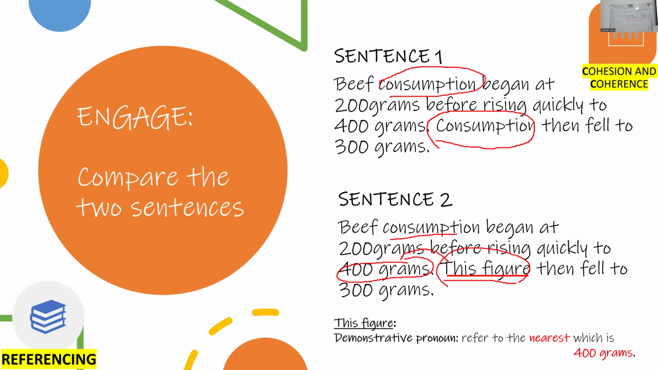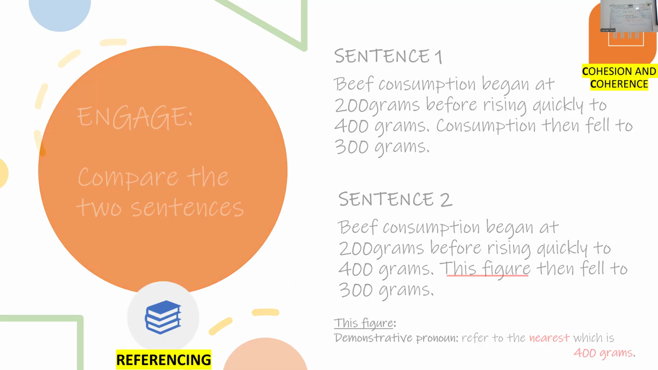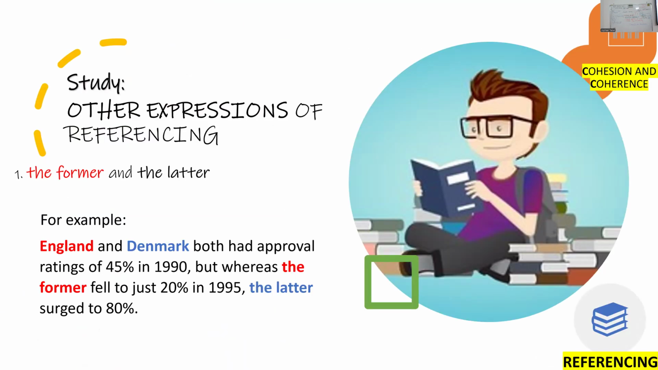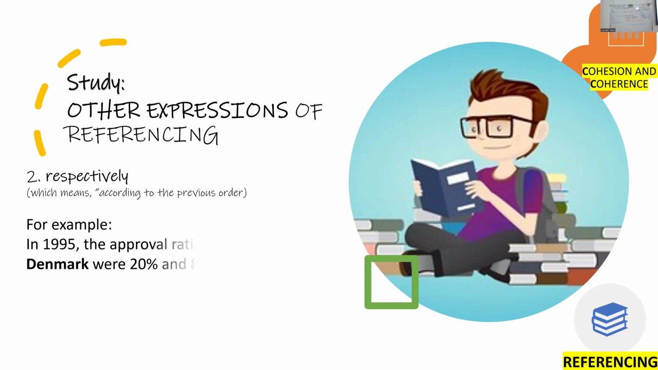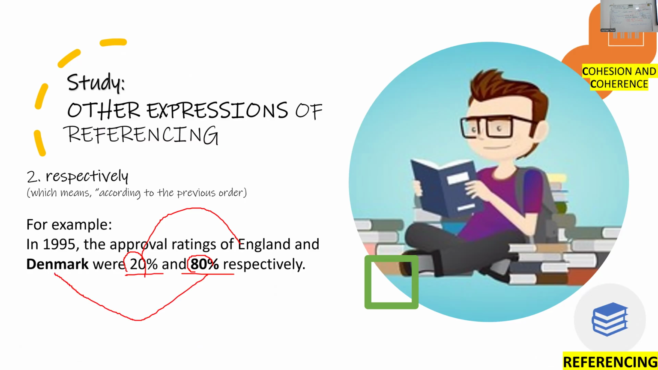And then we have more examples for referencing. The first example is the use of former and latter. The second example is the use of respectively. That means according to the previous order. So for example, here in 1995, the approval ratings of England and Denmark were 20% and 80% respectively. So 20% belongs to the ratings in England and 80% belongs to the ratings in Denmark.